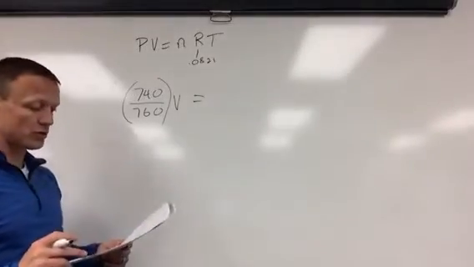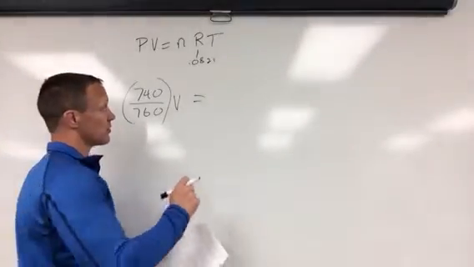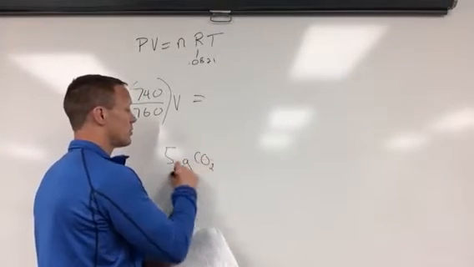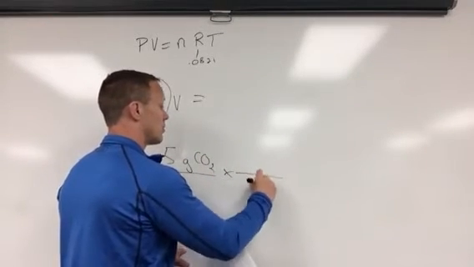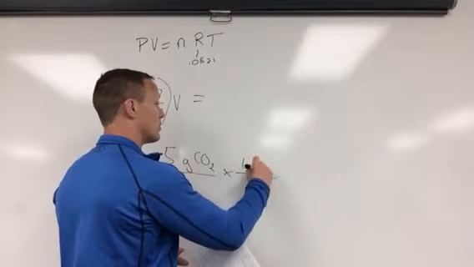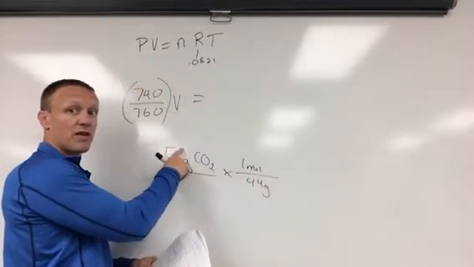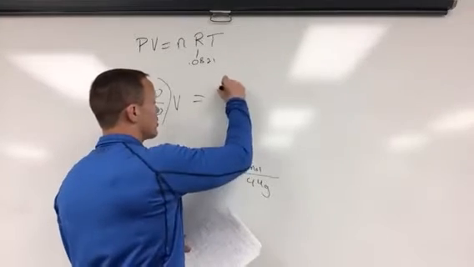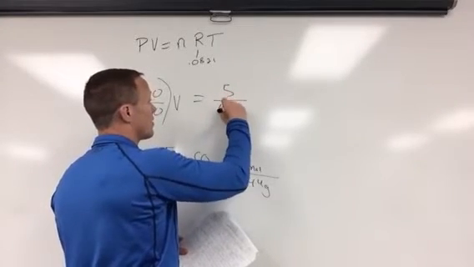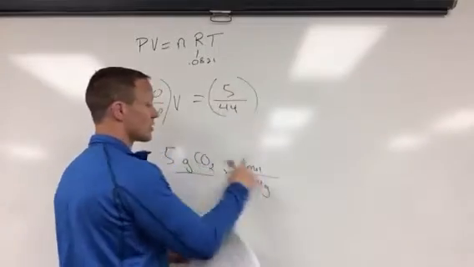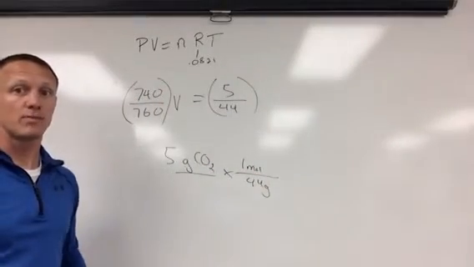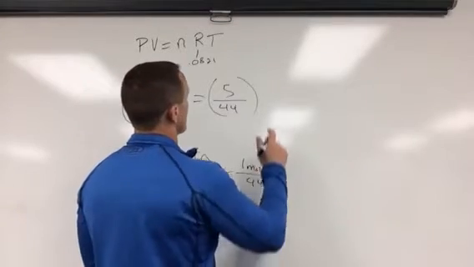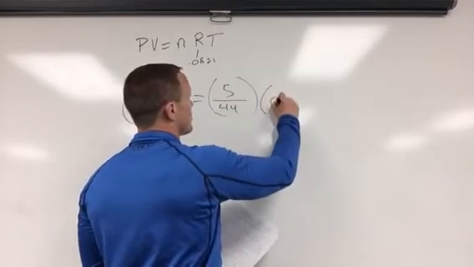n is our number of moles, and we have 5 grams of CO2. So if I was going to do that, I'd say, okay, I have 5 grams of CO2. 44 grams of CO2 is a mole of CO2, so I'm taking 5 divided by 44. I can just put that in there as 5 divided by 44 if I want to, or you can solve that and put your moles in, whichever way is more comfortable for you. Our R is 0.0821.